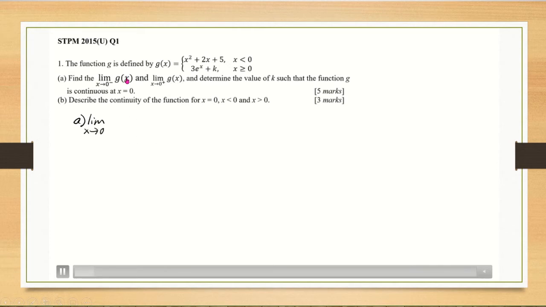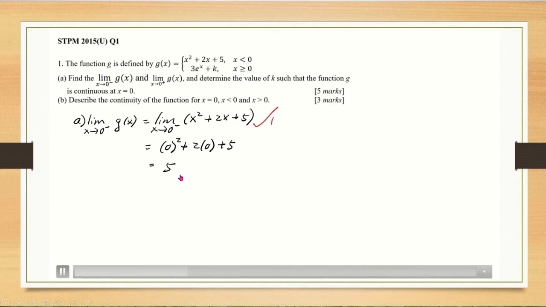The left hand limit of g(x) as x approaches 0 means x is less than 0. So we need to choose x power 2 plus 2x plus 5 as the function. Once you have chosen the correct function, you will be given 1 mark. So please show that you choose the correct function. Then we substitute x with 0. After simplifying, we will get the answer 5. Here, another mark is given.